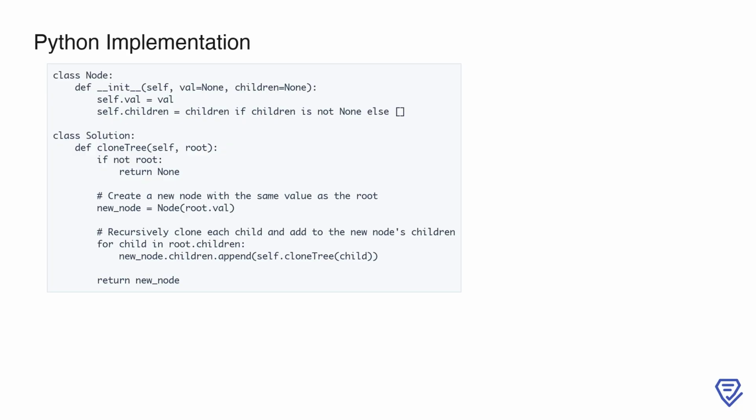4. Node creation. If the root is not none, a new node is created using the node constructor, initializing it with the same value as the current root node. At this point, the new_node has no children.